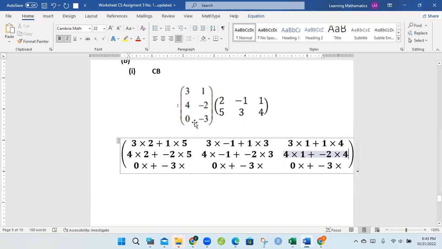And we come down to 0, back to the 2: 0 times 2, negative 3 times 5. 0 times negative 1, plus a minus 3 times 3. And 0 again, but with the 1, that's the column right there, and negative 3 times 4. And now it's just to put the answers.